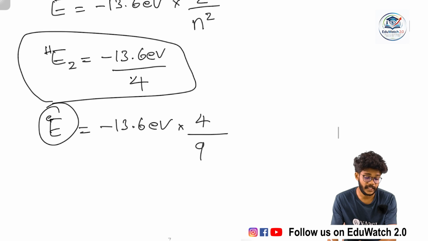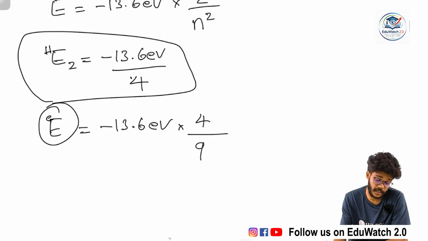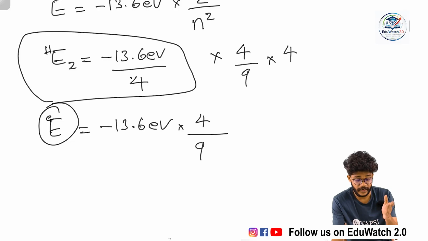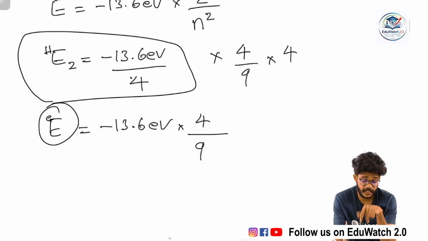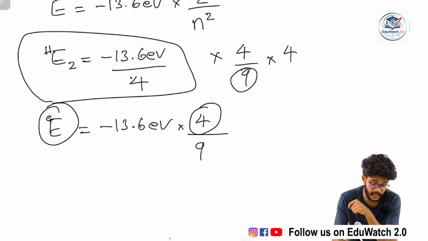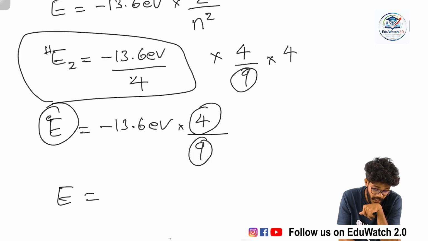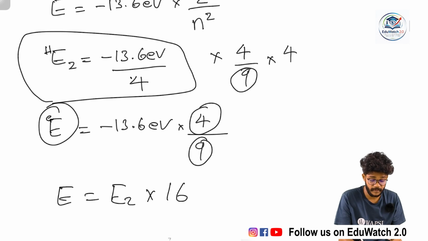So how is it related to E2, which is minus 13.6 electron volt? We need to multiply this by 4 and then divide by 9. We multiply again by 4 because the first 4 will cancel the denominator and the second 4 will contribute to the numerator. Then divided by 9 gives this 9. So E is equal to E2 into 16, 4 into 4 is 16, by 9.